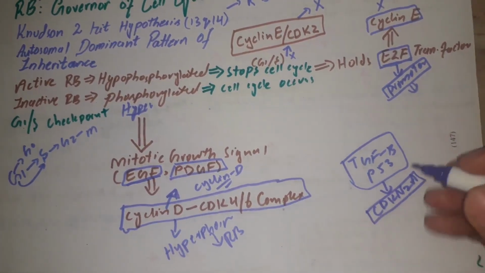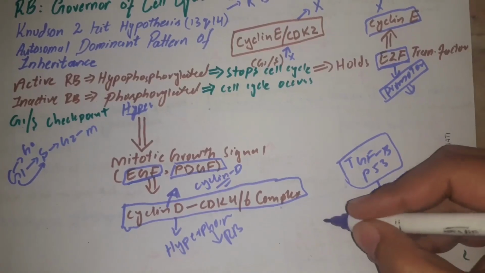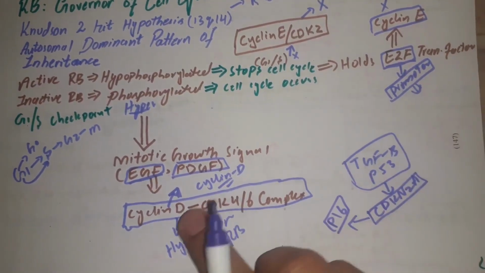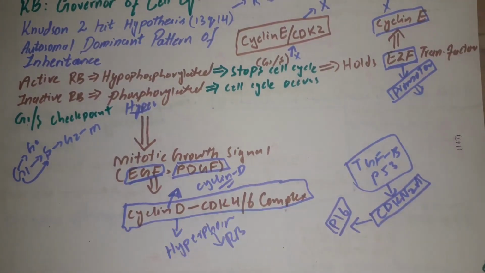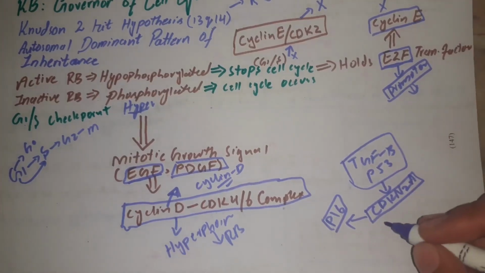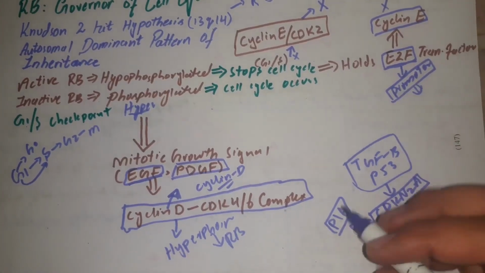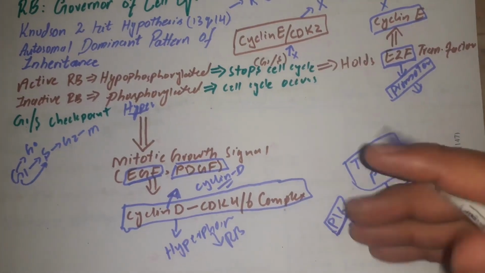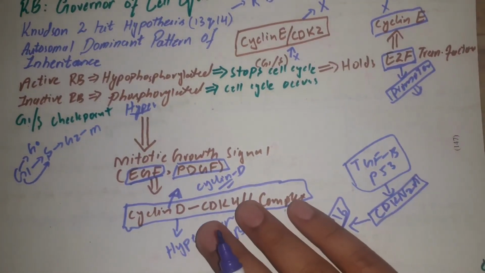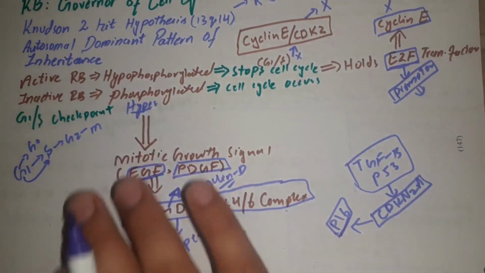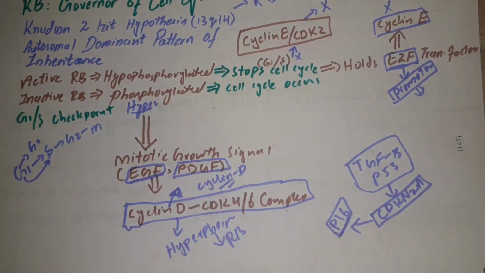Here you can say this is the gene and its product is P16. Okay, this P16 is inhibitory to cyclin D and this complex. So these inhibitory signals lead to the activation of the CDKN2A gene, whose product is P16, or protein 16, and it inhibits this complex. And when this complex is inhibited, retinoblastoma remains hypophosphorylated and it is active and it stops the cell cycle.